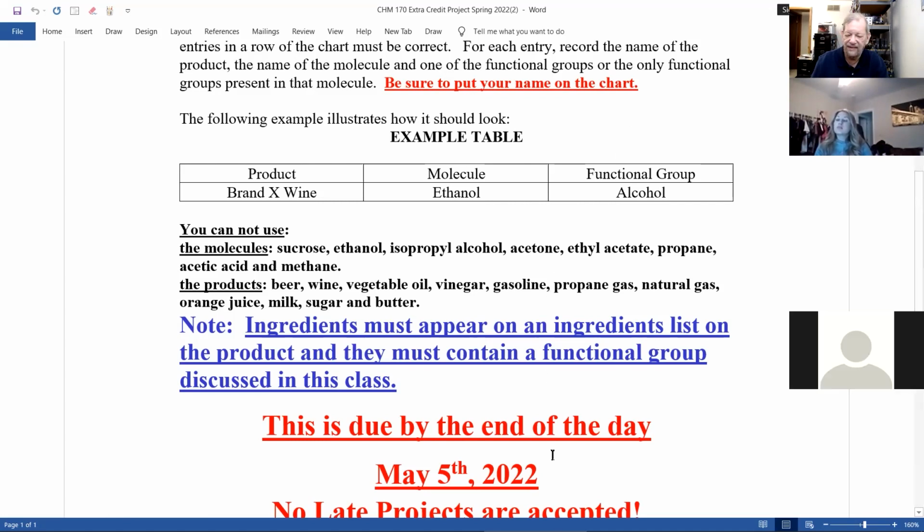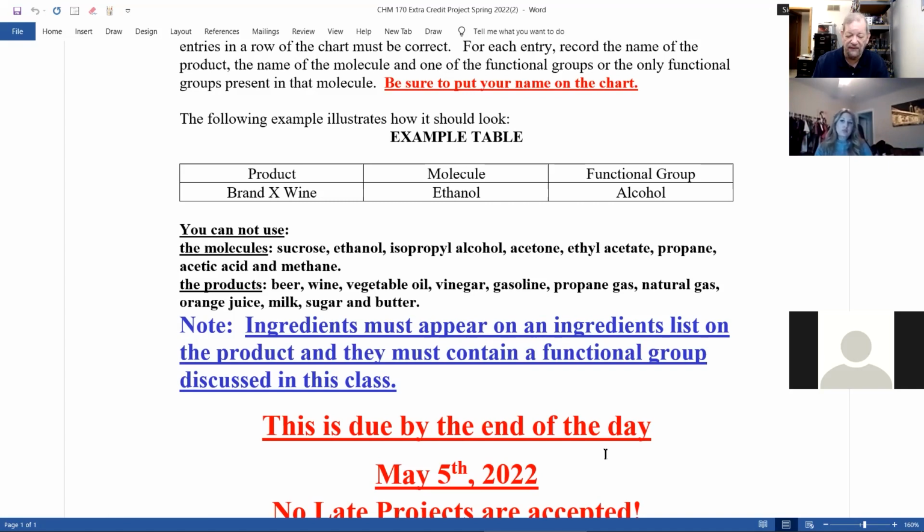So I have a question, Dr. White. From what I understood, what you said, all you want us to look out for is processed food or items? No, anything you buy that has an ingredient list on it with chemicals, organic chemicals.